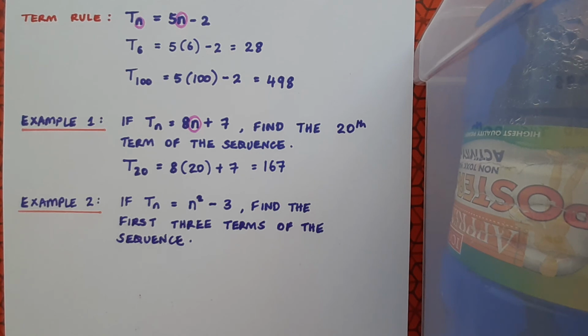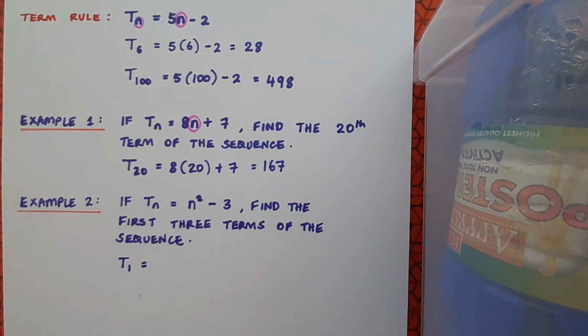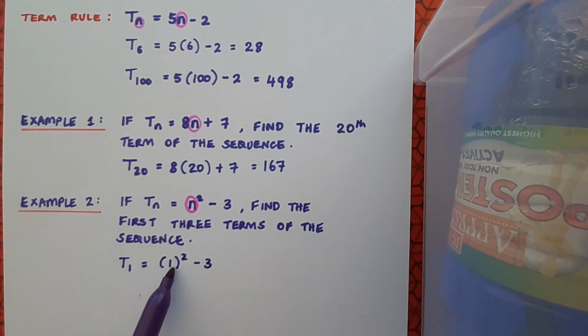It would be a good idea at this stage to pause the video and calculate this yourself. Then play and see if you're correct. Okay, so first of all, I want to find term 1. So again, it's a case of replacing that n with the term number that I want. Make sure to put the term number in brackets, and if there's a power, put the power outside the bracket.